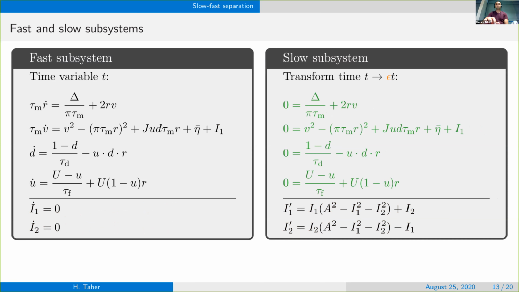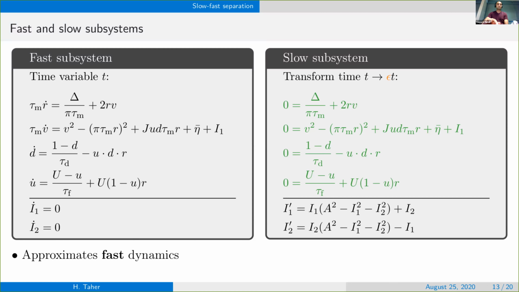In the slow subsystem, the limit epsilon to 0 turns the 4 differential equations of the neural mass into not differential equations anymore, but these green equations. These are simply algebraic equations. And these 4 green equations have a special meaning. They define the so-called critical manifold of our slow-fast system.